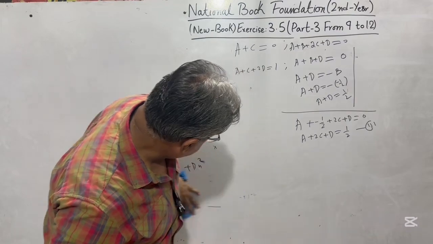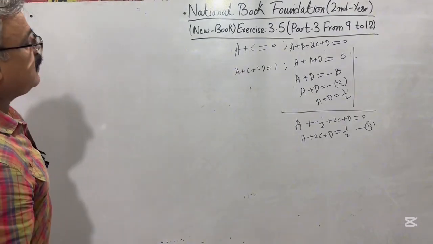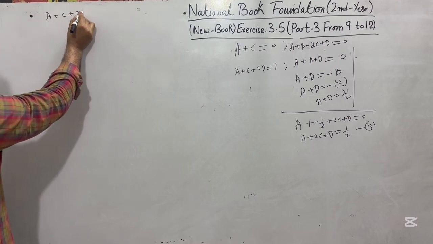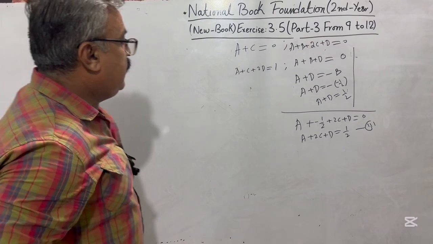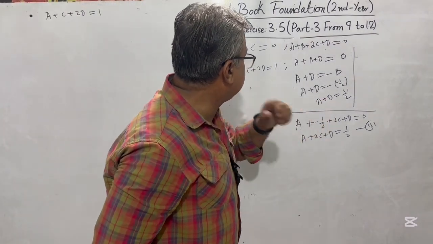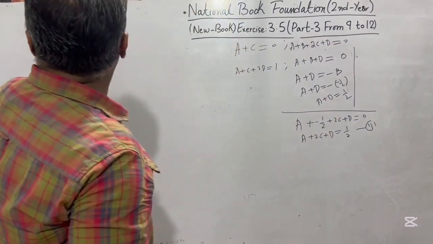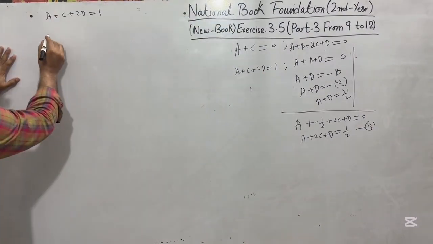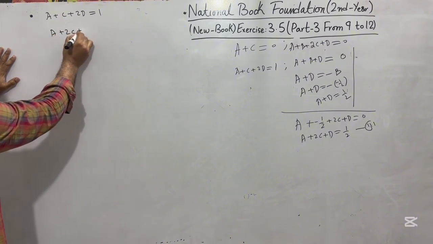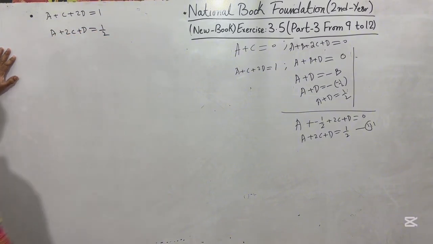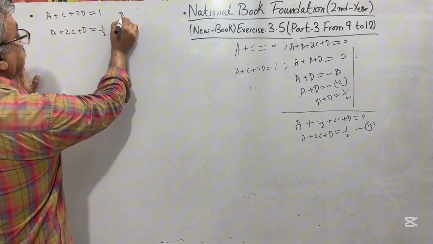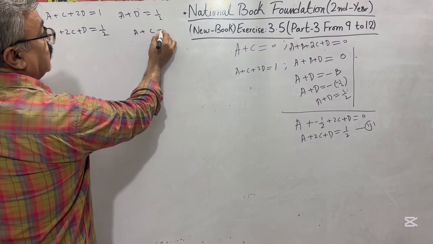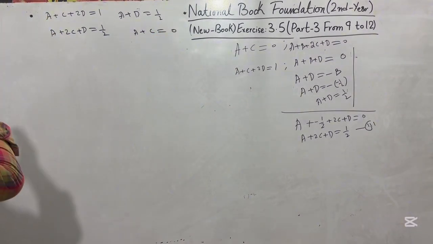Okay, God helps us. Our first equation is, let me write, a plus c plus 2d is equal to 1. And the second equation is going to be this one, a plus 2c plus d is equal to 1 upon 2. One bracket is a plus c, that second one is this. Good. A plus d is equal to positive 1 upon 2, and I have a plus c is equal to 0.